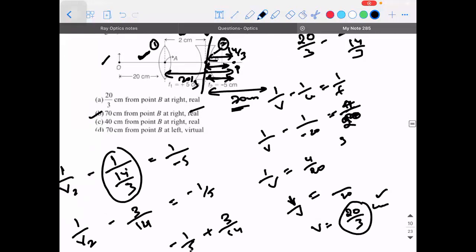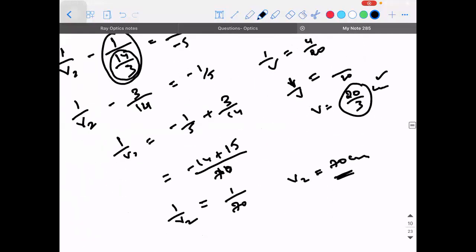You have to be very careful. Don't use minus 14 by 3. I think you will get the answer as 20 by 3. They have given it to confuse you, but I'm assuming that you will get that answer. Plus, because it's on the right hand side. That's okay, that's simple.